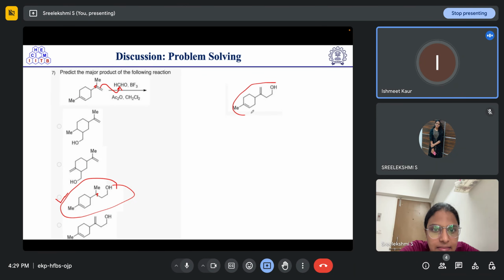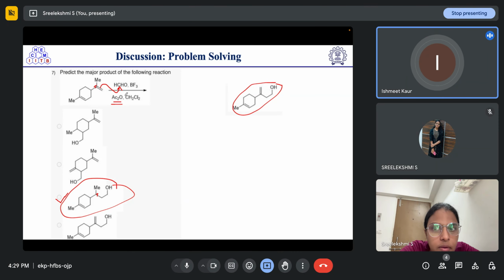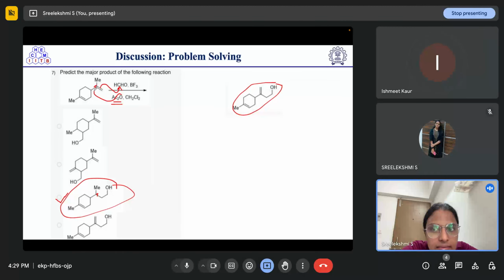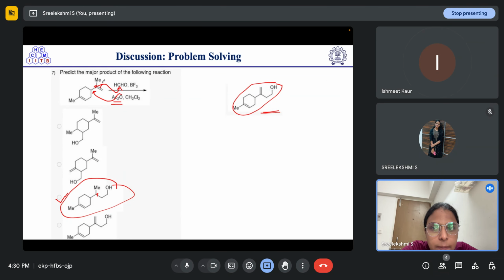But our answer is this. What is happening is that we are using acetic anhydride. So this carbocation will first be quenched with the acetic anhydride. OAc will attack at this center. Then elimination takes place as one acetic acid molecule leaves to give this compound. So first OAc will come, then one proton from this methyl will transfer and acetic acid will leave to form this alkene.